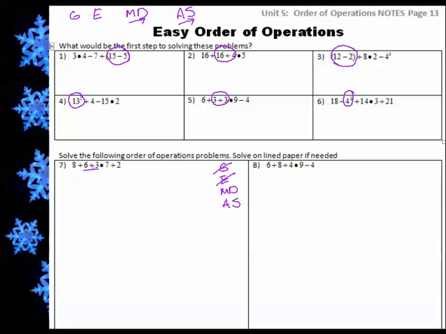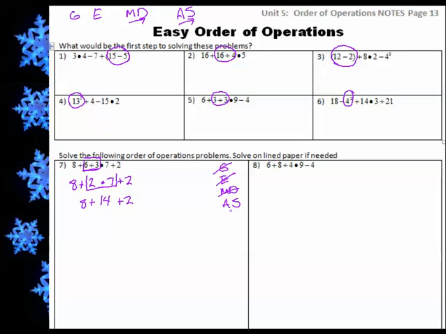So I have 6 divided by 3, which is 2. I'm going to copy everything down that's around that. And if you need to, you could also box it in so you could see what's in front and what's behind. Okay, I still have more multiplication division right here. So I'm going to solve that. 2 times 7 is 14. And then I have plus 8, plus 2. And then I'm done with multiply, divide.